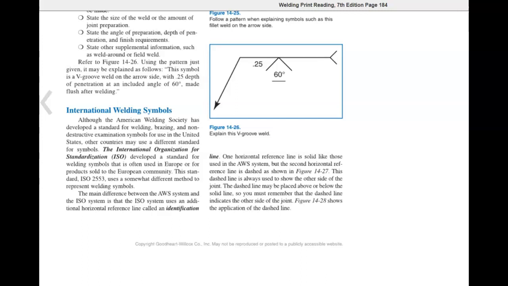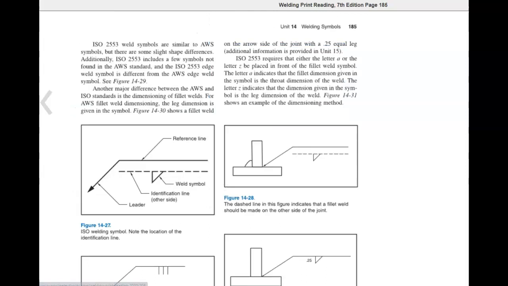The main difference between the AWS system and the ISO system is that the ISO system uses an additional horizontal reference line called an identification line. One horizontal reference line is solid like those used in the AWS system, but the second horizontal reference line is dashed, as shown in Figure 14-27. This dashed line is always used to show the other side of the joint. The dashed line may be placed above or below the solid line. So you must remember that the dashed line indicates the other side of the joint. Figure 14-28 shows you the application of the dashed line.